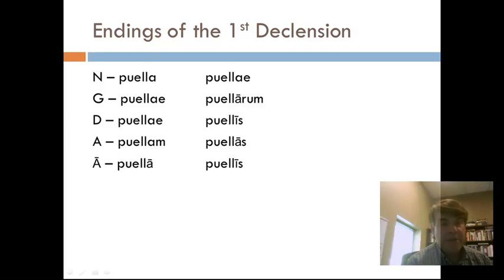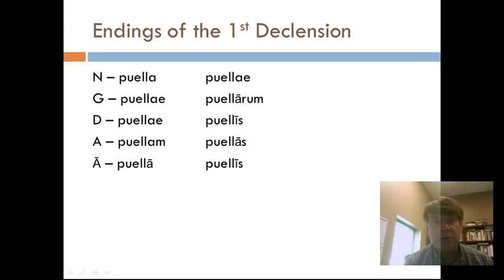Puella is the ablative. Now this is me. I don't know if anybody else does this in the world, but in my abbreviations, rather than write out ABL, I write an A with a line over it. Why? Because a long A is the sign of the ablative singular feminine. Notice that the nominative singular feminine is a short A. The ablative singular feminine is a long A. Wheelock will distinguish long A's from short A's.